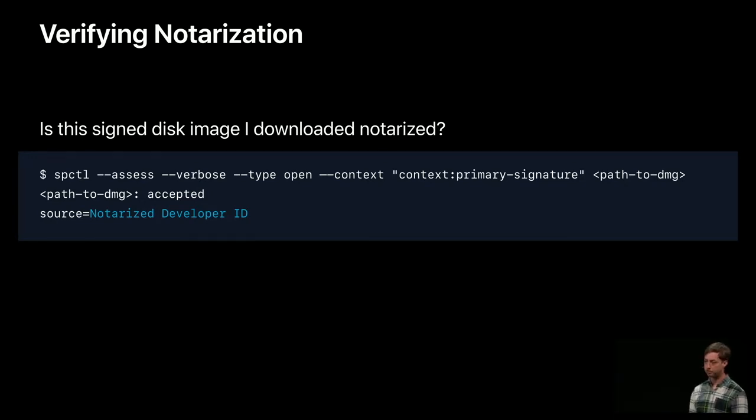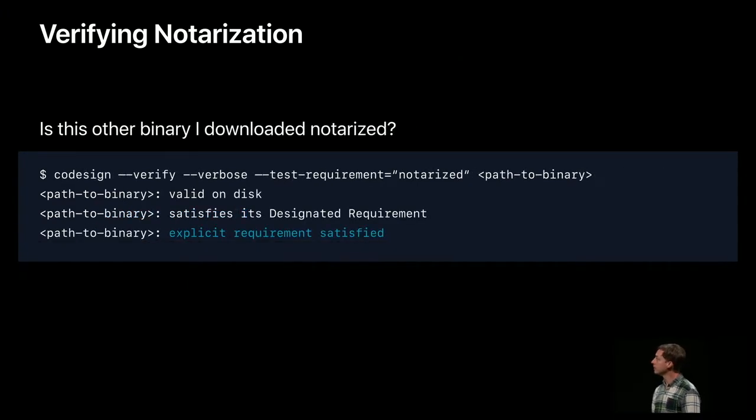If you want to check the notarization status of anything else, you'll need to fall back to using the codesign command. Here's an example of using the codesign command with the verify function, with verbose output, testing a very specific requirement, notarized, and then a path to the binary or the thing that you're trying to check.